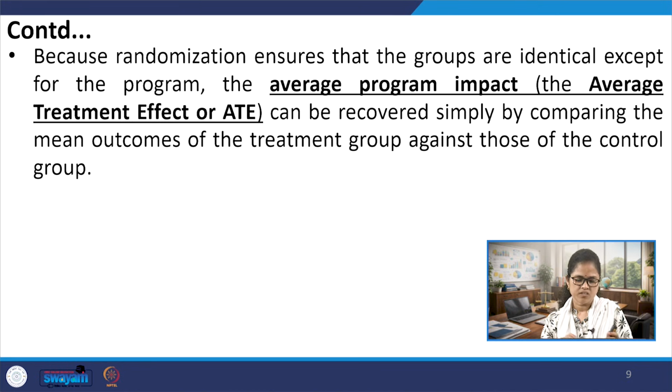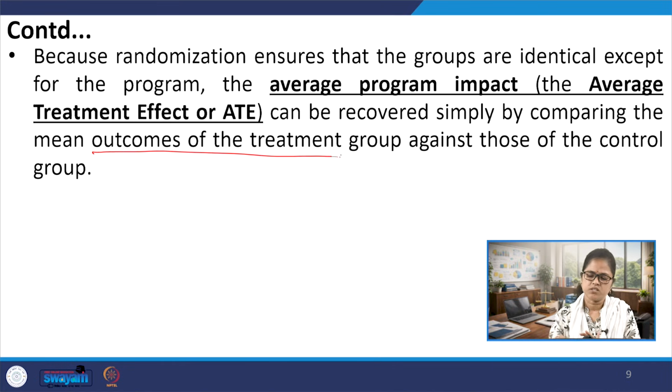the intervention of the program, then the average impact of the program, which is also known as the average treatment effect. Okay. Average impact of the program is known as the average treatment effect. So, this average treatment effect can be recovered simply by comparing the mean outcomes of the treatment group and those of the control group. So, the mean outcomes of the treatment group and the mean outcomes of the control group are compared here, and we find what is known as the average treatment effect.